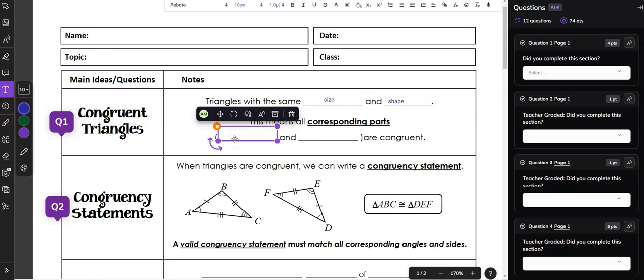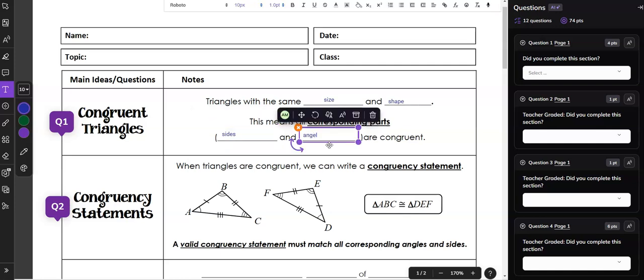And in a triangle, the parts are sides and angles. So in congruent triangles, all sides and all angles are also congruent.